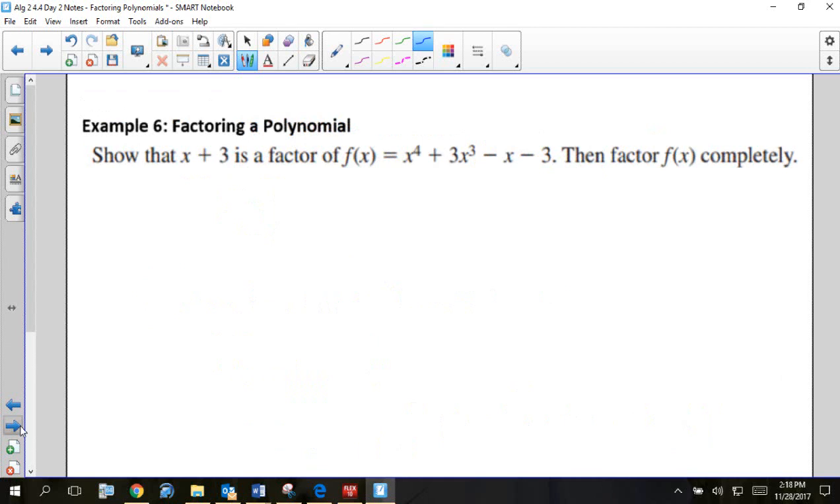All right, example 6 says show that x plus 3 is a factor and factor it completely. So we're going to do this a different way. They've already told you x plus 3, if you plug in that negative 3, it will equal 0. They've already told you x plus 3 is a factor. So what we have to do is find the rest of the factors. To find the rest of the factors, I have to divide out the x plus 3 to find out what's left.